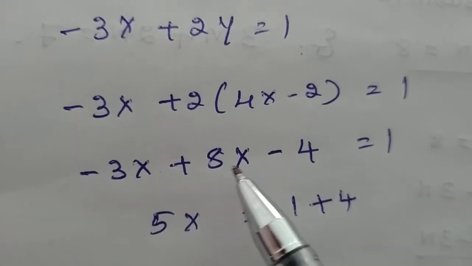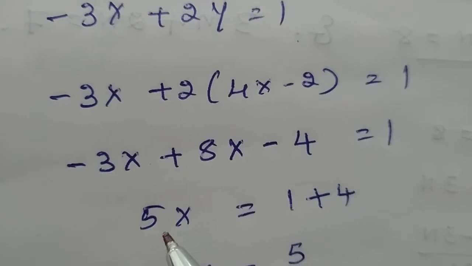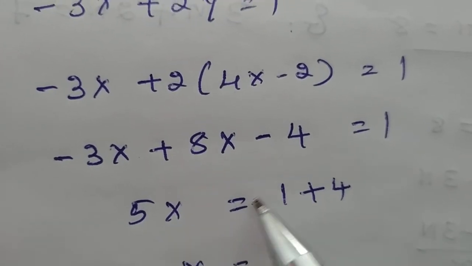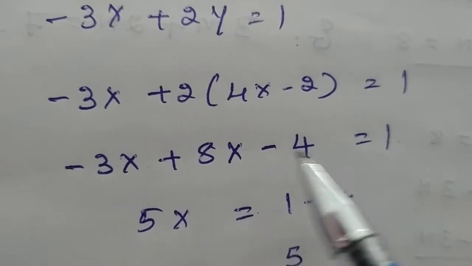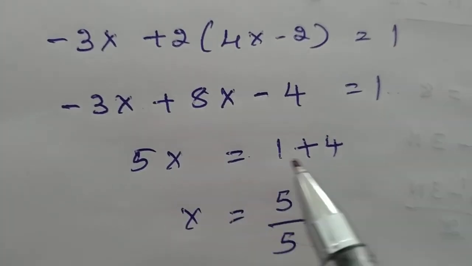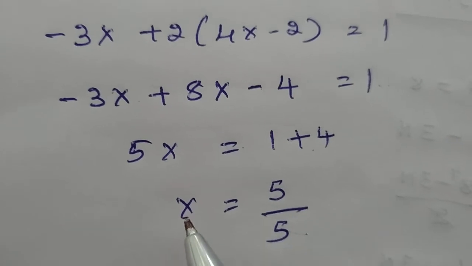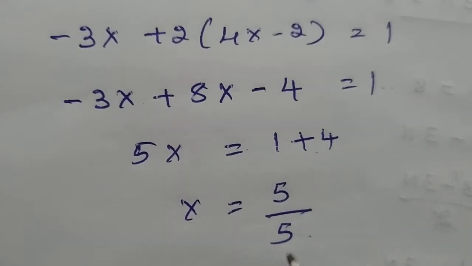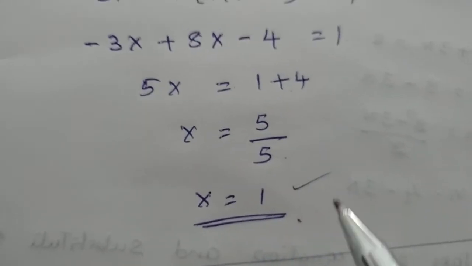Minus 3x plus 8x ಆದರೆ 5x is equal to ಈ 4ನ ಆ ಸೈಡ್ ತೊಗೊಂಬರೋಣ. ಸೊ minus 4 ಇರೋದು plus 4 ಆಗುತ್ತೆ. ಸೊ 5x is equal to 5 ಆಗುತ್ತೆ. What is the value of x? x is equal to 5 by 5, that is 1.